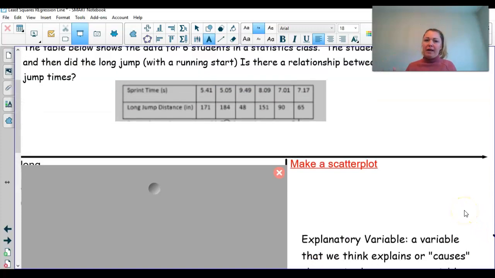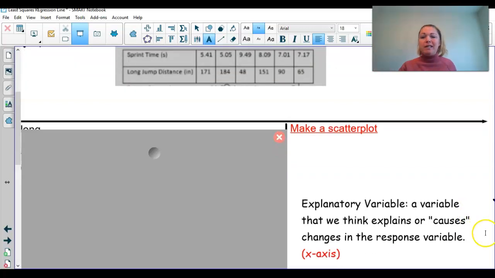Okay, now we have to ask ourselves, what is the question, or what is the explanatory variable in this case? Does a sprint time, how fast we run, right? Does that cause changes in a long jump distance, or influence, or cause us to jump farther? Cause, we're going to say it like that. Or does how far we jump influence or cause changes in our sprint time?